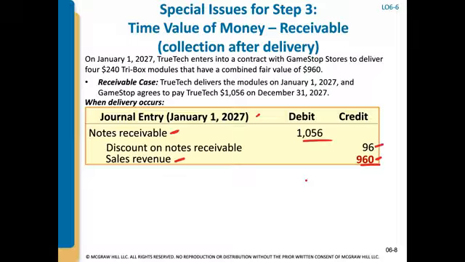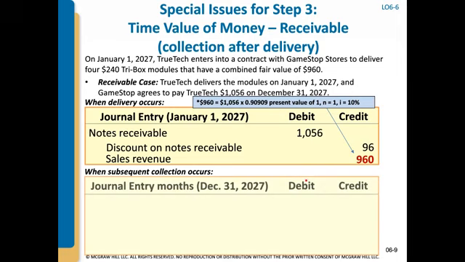And in order to make this journal entry balance, there's that contra receivable account, a discount on notes receivable. We're going to credit that for the difference of $96. And that is essentially going to be the interest revenue component of this transaction.